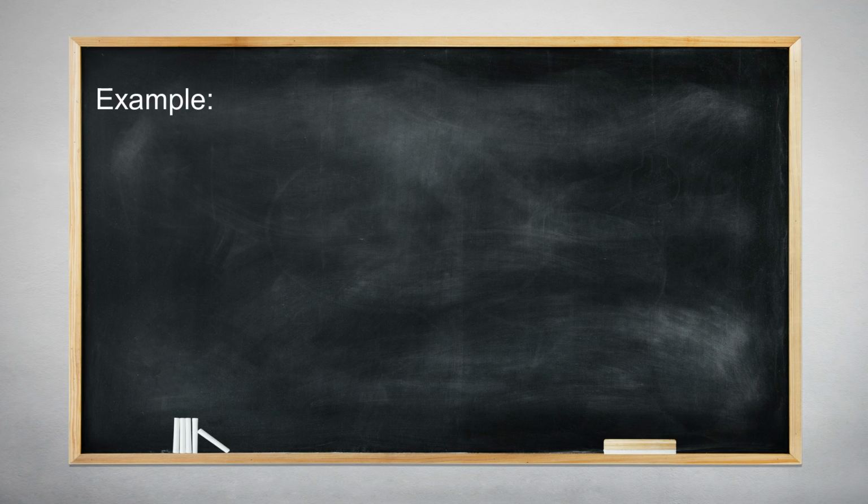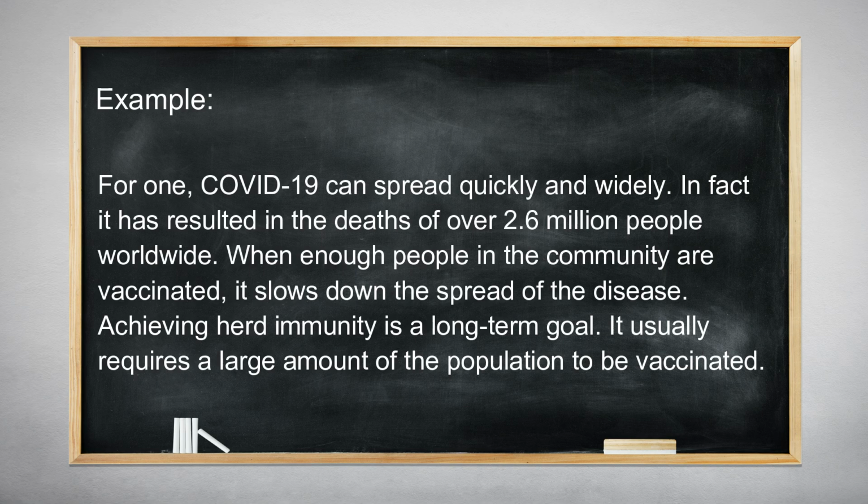For example, for one, COVID-19 can spread quickly and widely. In fact, it has resulted in the deaths of over 2.6 million people worldwide. When enough people in the community are vaccinated, it slows down the spread of the disease. Achieving herd immunity is a long-term goal. It usually requires a large amount of the population to be vaccinated.